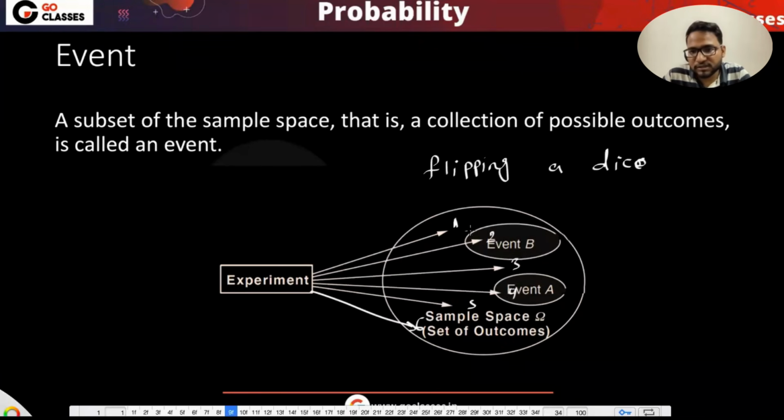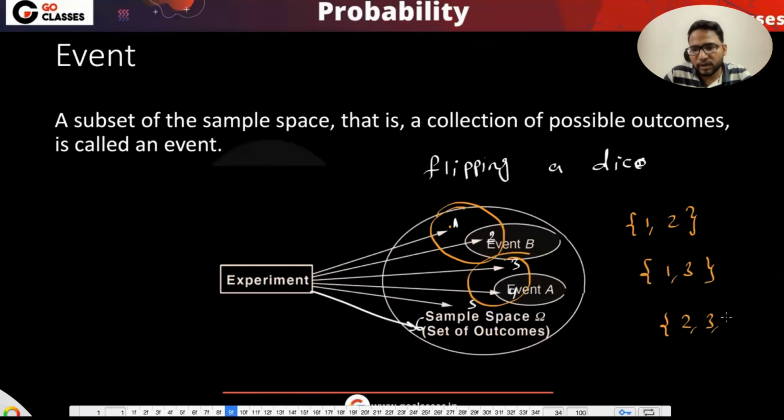Then out of those six outcomes, you can say, let me make one event out of these. Event is just a set of outcomes. A subset of the sample space, the set of outcomes that you have, is called an event. If these are the two outcomes that I have, 1 and 2, I will call this an event. Maybe 1, 3 is an event. Maybe 2, 3, 4 is an event. Basically, an event is a set, a subset, whatever you want to call it, a set of outcomes.